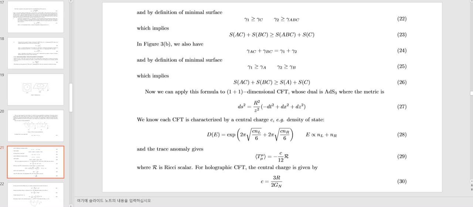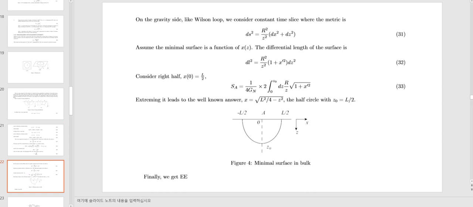Now we can apply this formula to a 1 plus 1 dimensional CFT whose gravity dual is AdS3, where the metric is this. We know each CFT is characterized by a central charge C, the density of states is like this, and the trace anomaly gives this, where R is the Ricci scalar. For holographic CFT, the central charge is given by this.